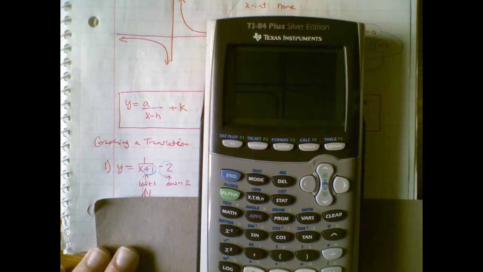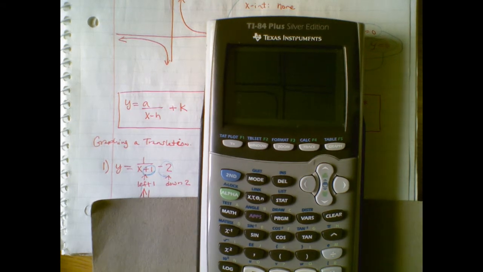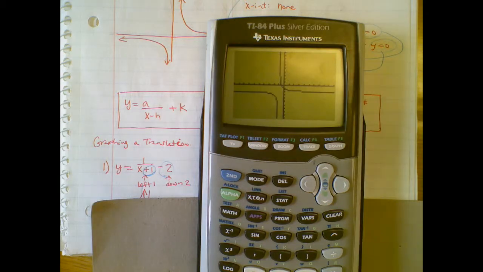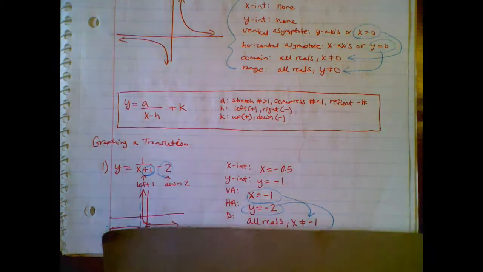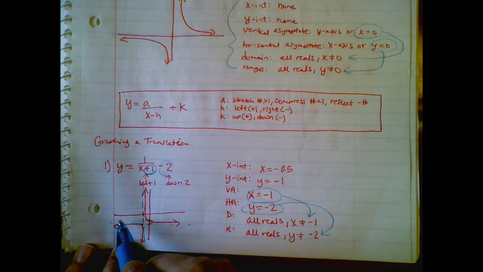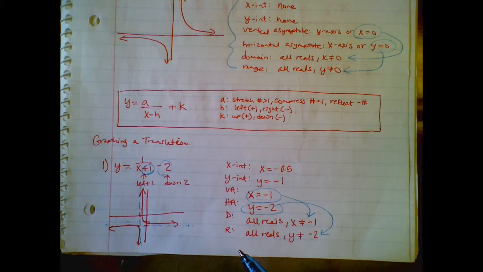So notice this one goes to the left 1 and it goes down 2. And if we want to make those vertical and horizontal asymptotes, we're going to do so to help us answer those questions. So let's make this graph. It went to the left 1, so make that vertical asymptote. It went down 2, so make that horizontal asymptote. And then we're going to go through and answer our questions.